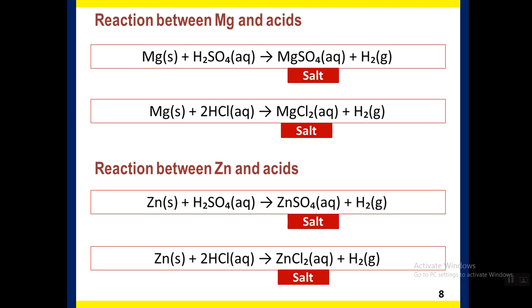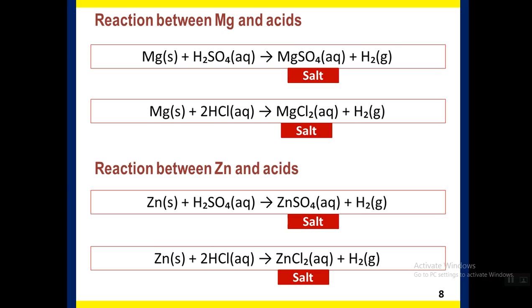So, the reaction between magnesium and acids. When magnesium reacts with H2SO4, that forms magnesium sulfate, which is the salt, and hydrogen gas. When magnesium reacts with hydrochloric acid, it forms the magnesium chloride salt, that is MgCl2, and hydrogen gas.